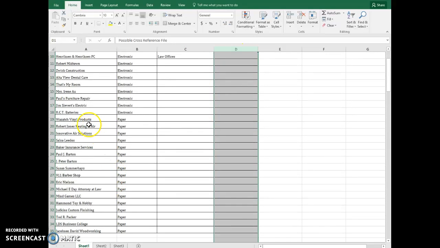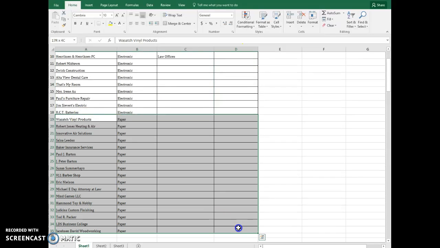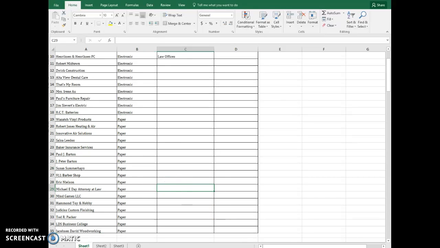For the paper, it's pretty much the same idea. Look for broad categories. So again, we have lawyers here. Again, this is going to be in a paper file, so this is what you would put on the file tab. So again, this may be lawyer. You may choose to, maybe this one on line, right here under Robert Jones Heating and Air, maybe you consider that home repair.